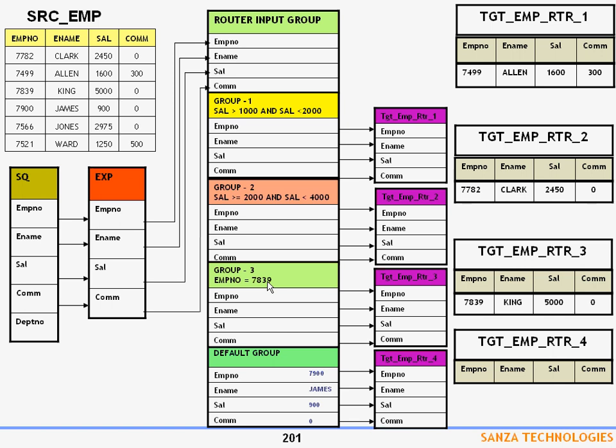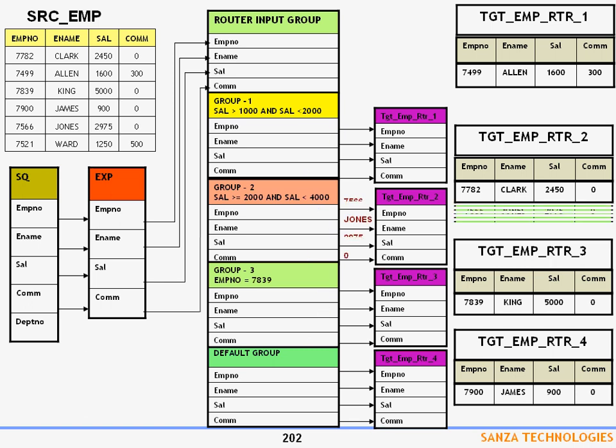In our case, we read a record which does not satisfy any of these 3 conditions, so it will go to the 4th target and loads the data. That is the importance of your default group. So 2975 comes in for employee 7566, scans, puts it in the 3 user-defined group conditions, satisfies the second user-defined group condition, so it will go and load into the second target table. 7521 employee ID goes in, it tests for the 3 user-defined group conditions, it will satisfy the group 1 condition, so it will go to the target table 1.